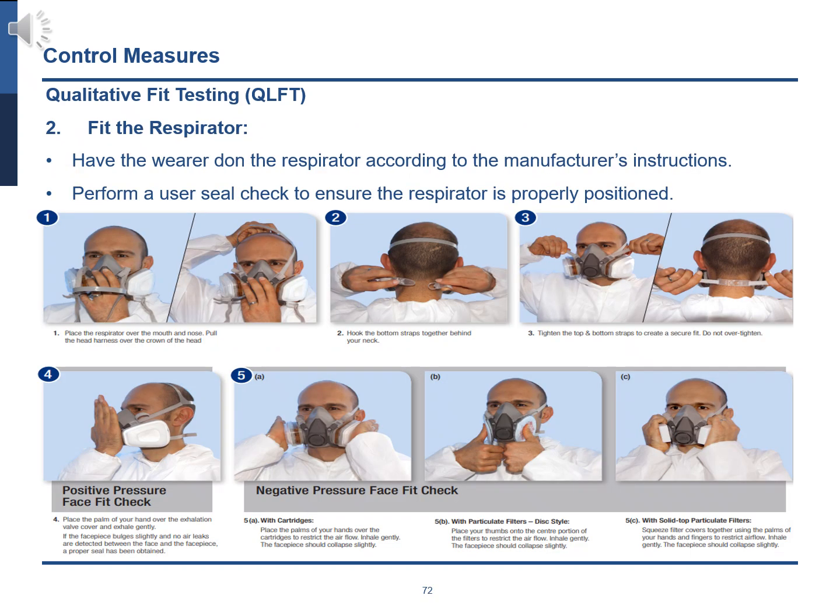Steps for using a respiratory mask. Place the respirator. Position the respirator over your mouth and nose. Pull the head harness over the crown of your head. Secure the straps. Hook the bottom straps together behind your neck. Tighten the top and bottom straps to create a secure fit. Do not over-tighten.